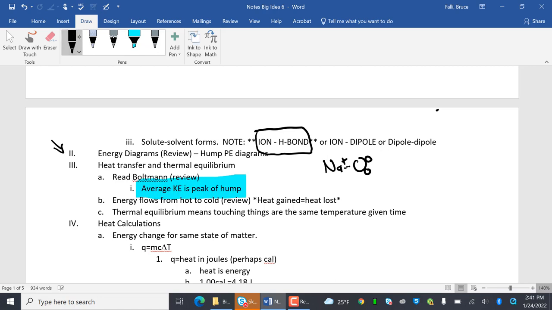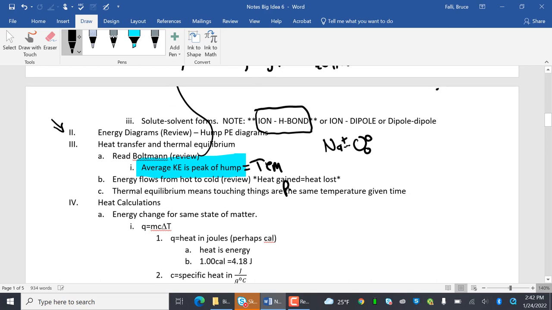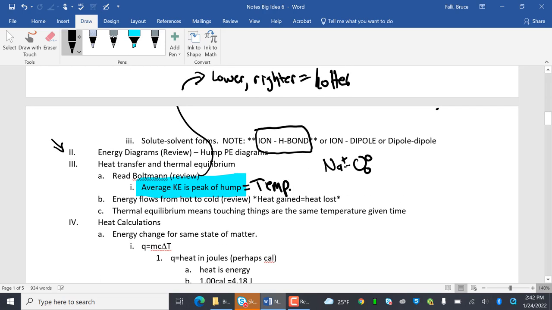So what do you have to know about the Boltzmann diagram again? Well, what you have to know is lower and righter equals hotter. Okay? And average kinetic energy is the peak of the hump, which is temperature. Energy flows from hot to cold, so that shouldn't be anything new to you, right?